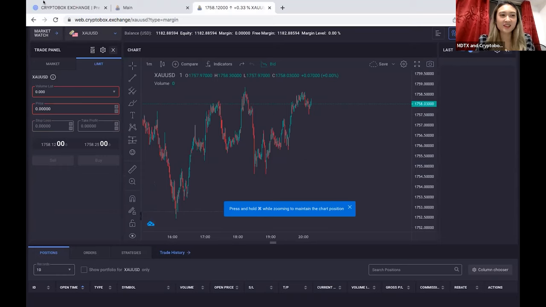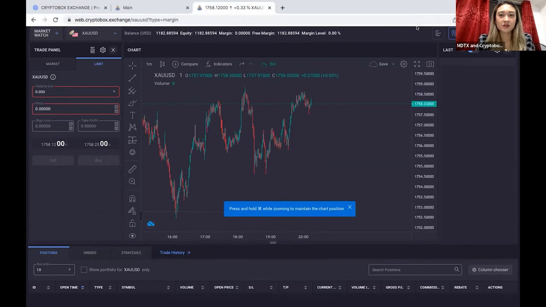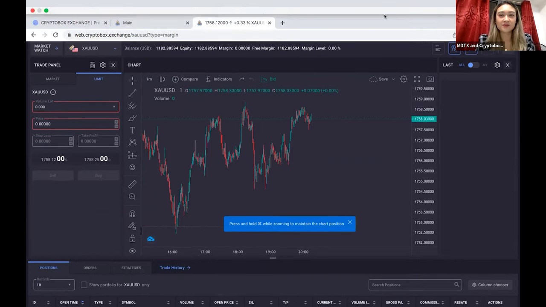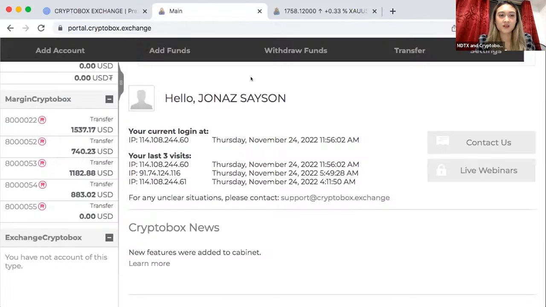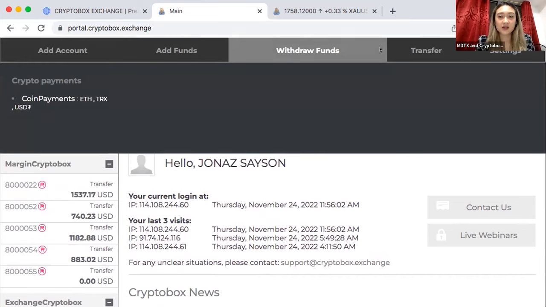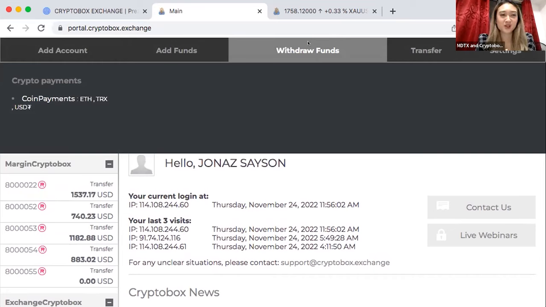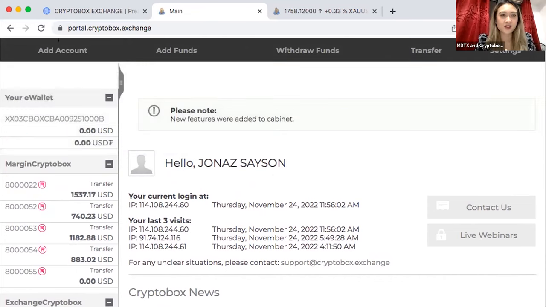So let me just go back to the dashboard. Okay, so we're back at the dashboard. I think I might have already gone through these settings, withdraw funds. This is where you're going to withdraw your funds out of your profile. All right, so pretty self-explanatory. So back to yourself, of course.